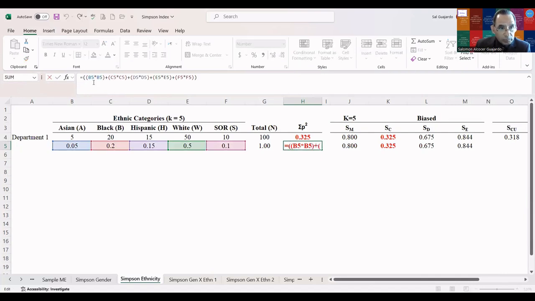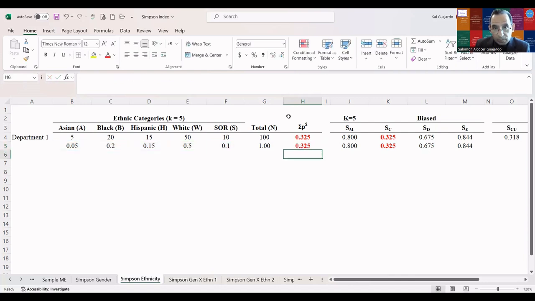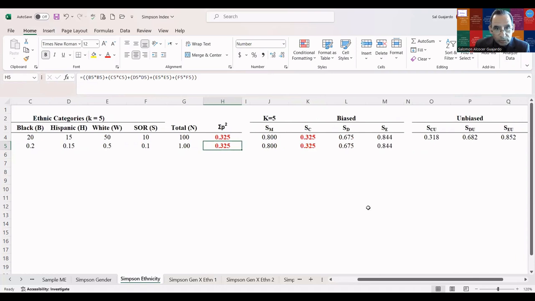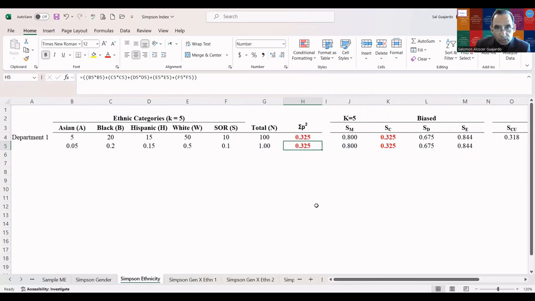So for the Asians, it's going to be 0.05 times 0.05 plus 0.2 times 0.2 for the Black workforce, plus 0.5 times 0.5 for the Hispanic workforce, plus 0.5 times 0.5 for the white work group, and it's going to be 0.1 times 0.1 for some other race. Again, when I add those up, that gives me the concentration score of 0.325. And again, that means that if I randomly select two individuals, there's a 33% chance that they belong to the same ethnic group.